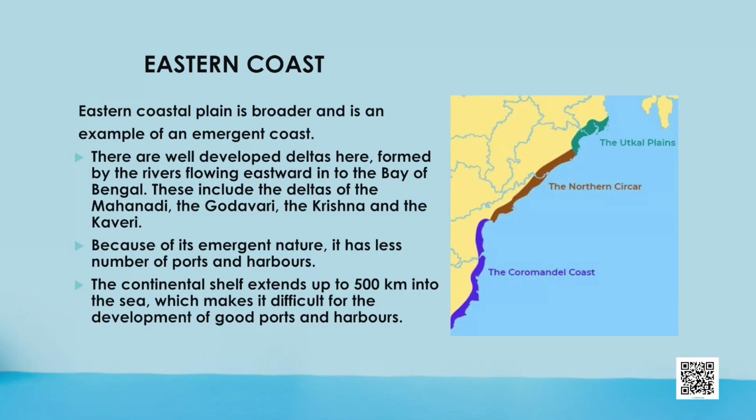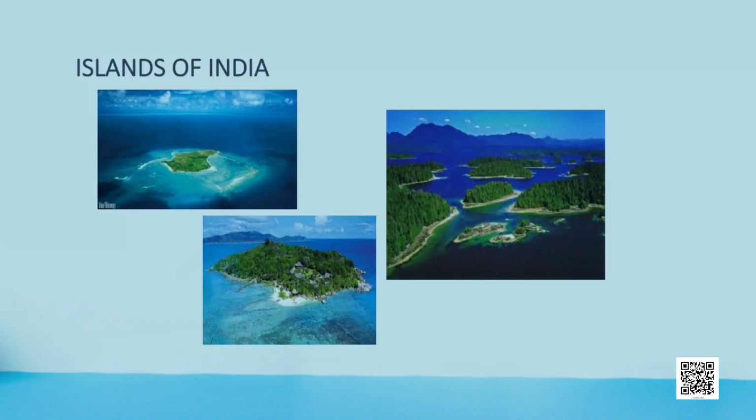Have you heard of the names Paradeep, Vishakhapatnam, Chennai, isn't it? The continental shelf extends up to 500 kilometers into the sea, which makes it very difficult for the development of good ports and harbors. So now you know about the emergent coast and the submergent coast and the various features of the eastern and the western coast. Now we are moving on to the last part of the chapter, our beautiful island groups.